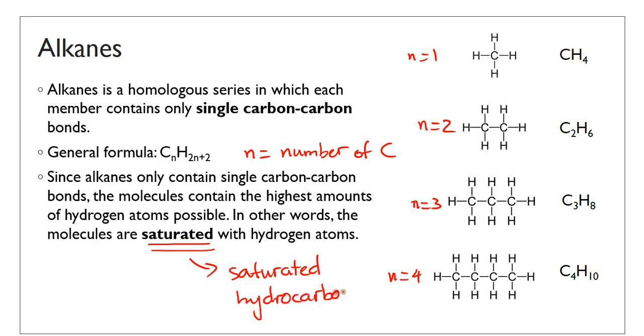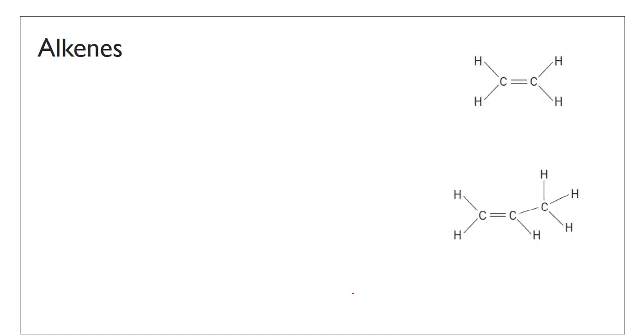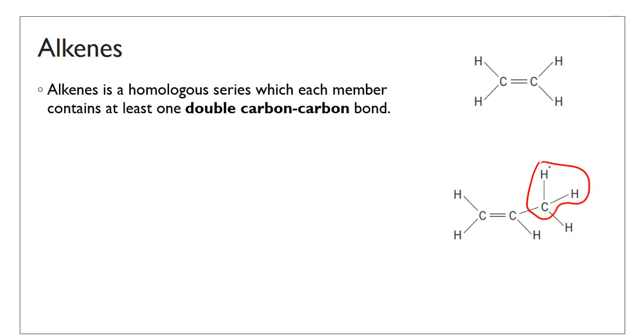So saturated just means that it has taken all the highest amount of hydrogen atoms possible. Okay, moving on to the second homologous series, which is an alkene. So again, when you go from here to here, you're essentially just adding a CH2. Also a homologous series in which each member contains at least one double carbon-carbon bond.